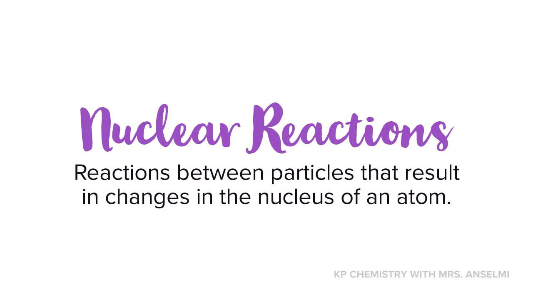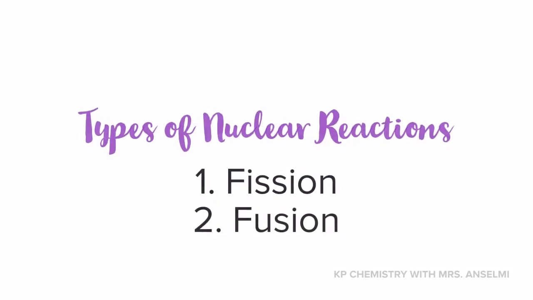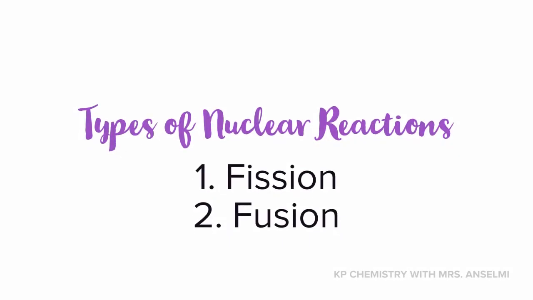So far, we've learned about chemical reactions, which involve interactions between the electrons of atoms. But those reactions don't change the number of protons or neutrons in an atom. Nuclear reactions, however, are reactions between particles that result in changes in the nucleus of an atom. The atoms can actually change their number of protons, which changes the identity of the atoms involved. There are two general types of nuclear reactions: fission and fusion.